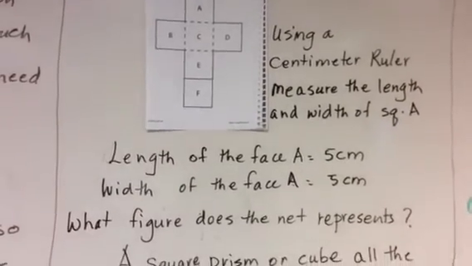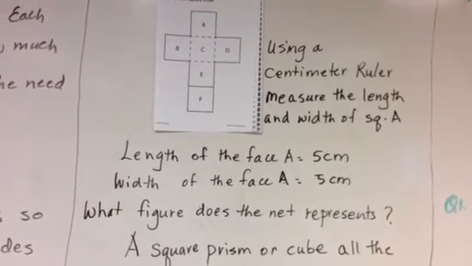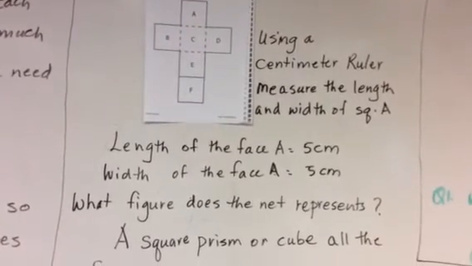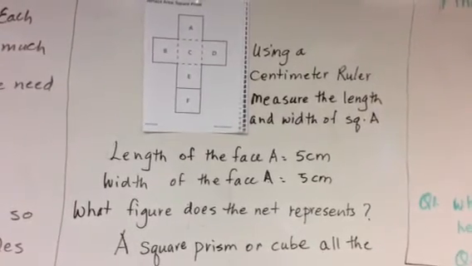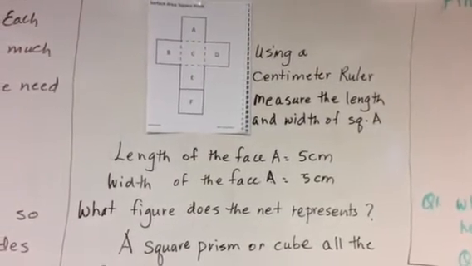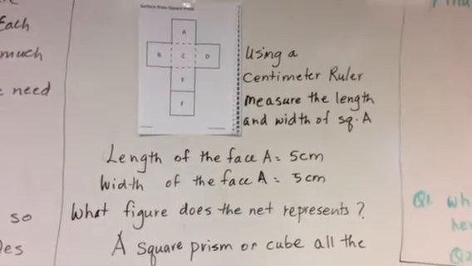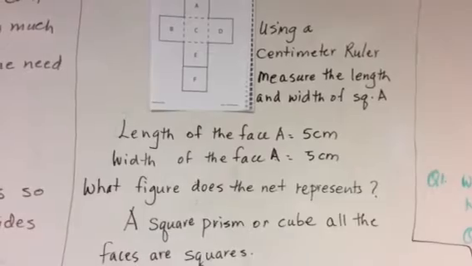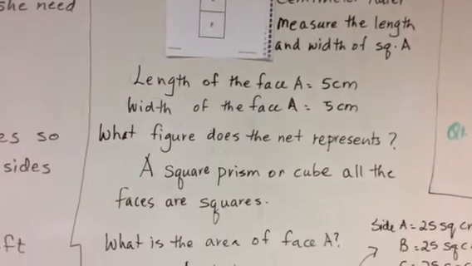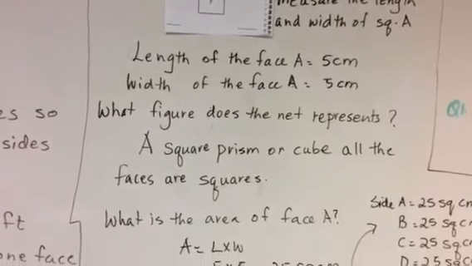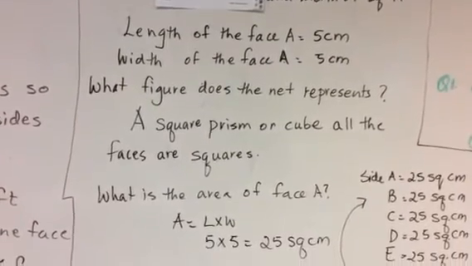Which figure does the net represent? This represents a square prism or a cube, and you're all doing the book report on a cube. When it's all done, it will look like a square prism or a cube. All the faces are squares, the same size. So what is the area of face A? Area is length times width. 5 times 5 is 25 square centimeters.